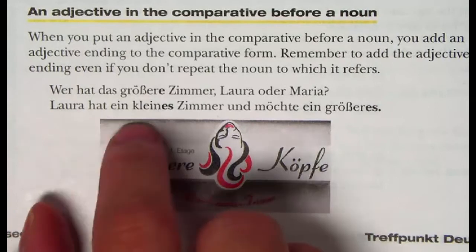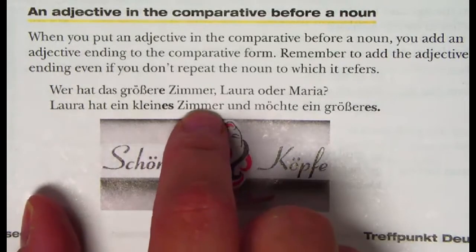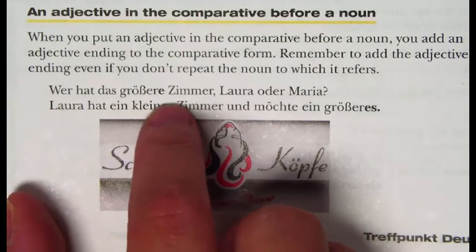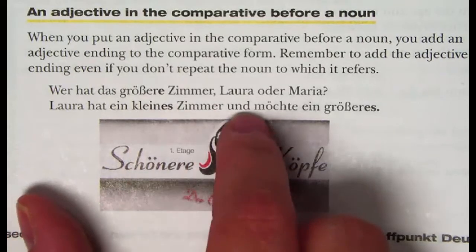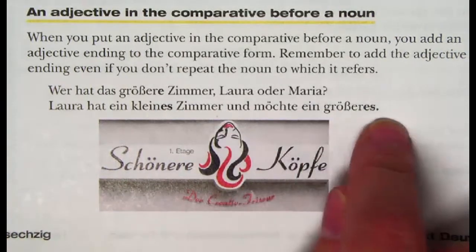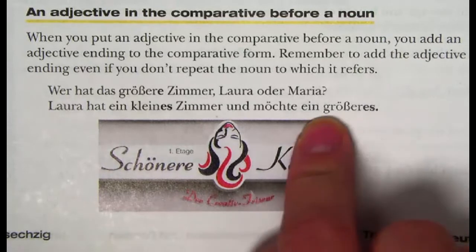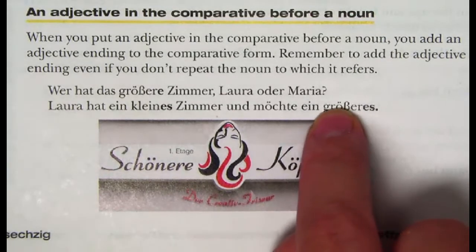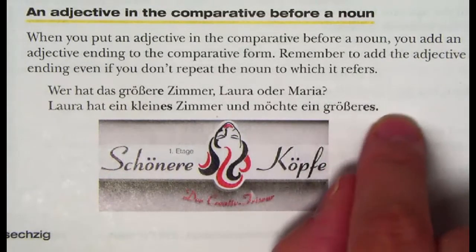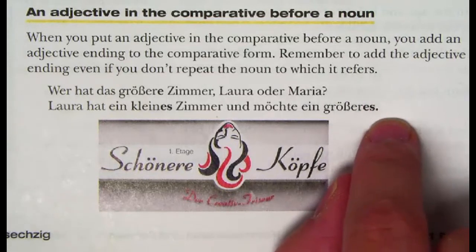Now the second example does the same thing. We've got Laura hat ein kleines Zimmer. She has a small room, right? So just an adjective ending. Und möchte ein größeres. So we've got größer, that's your comparative form, but you have this extra es ending.